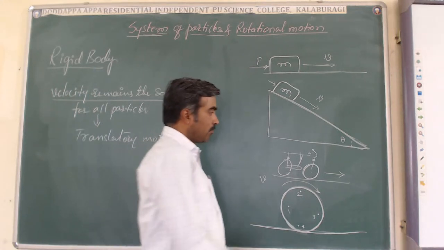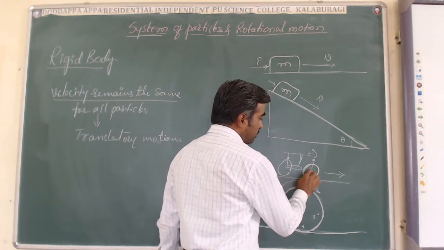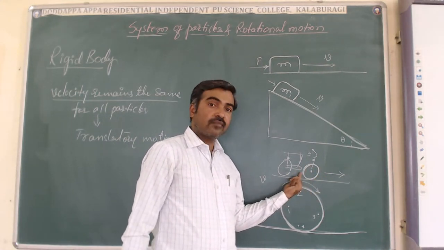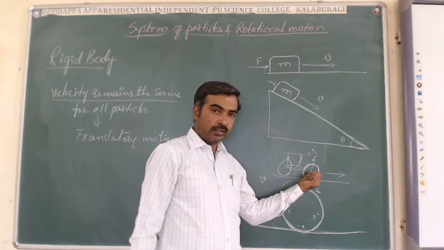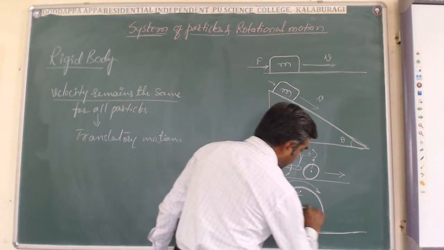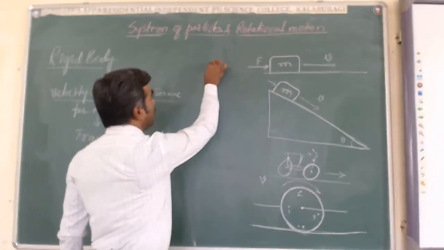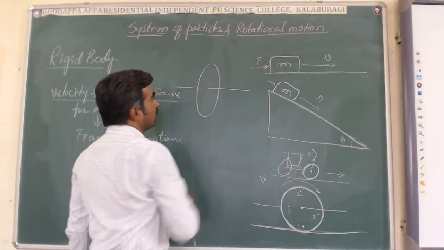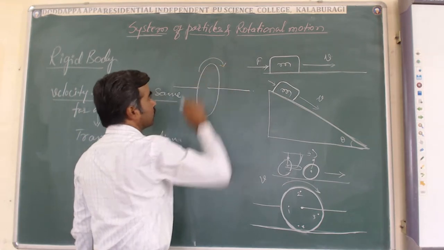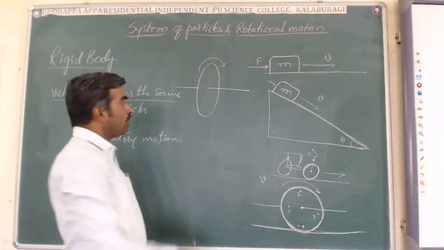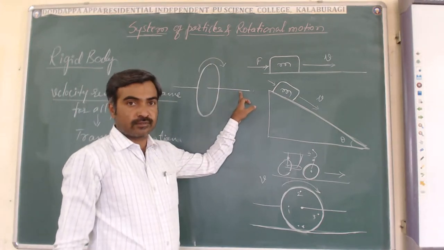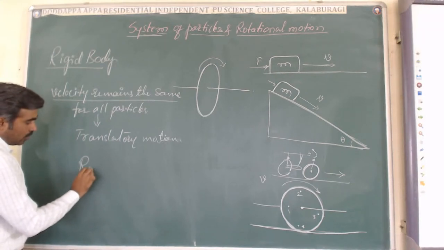And for example, this bicycle, somewhere exactly at the center, we say axle. With respect to this point, this tire of the bicycle will be rotating, and this point is considered to be the axis of rotation. Exactly at this point, this is considered to be the axis of rotation, where this rotating body will have a certain angular velocity. And if any body is rotating with respect to a fixed axis, then that kind of motion we call rotational motion.